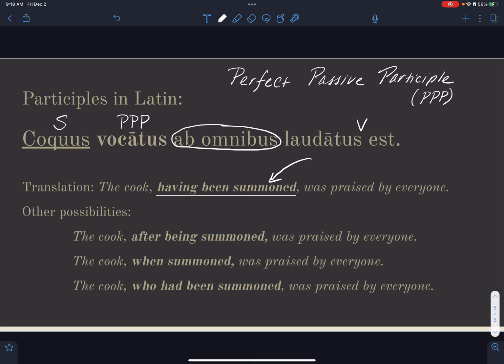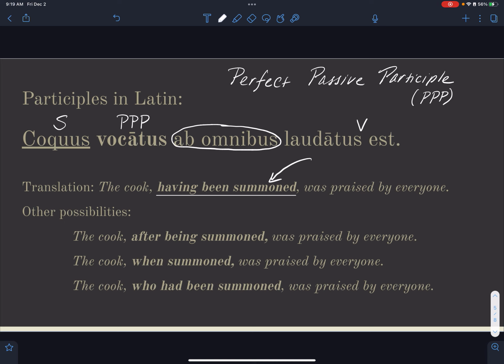So let's think about this for a second. In English, we've got the past participle and the present participle. In Latin, we've got another aspect to it. We've got perfect and passive. What happened first? Was the cook praised or was the cook summoned? He had to be summoned first. It happened before the praising. So therefore, it has a perfect or a past aspect to it, just like the past participle does in English.